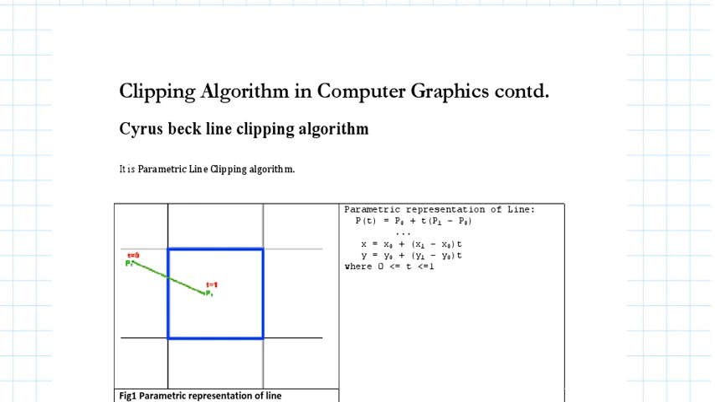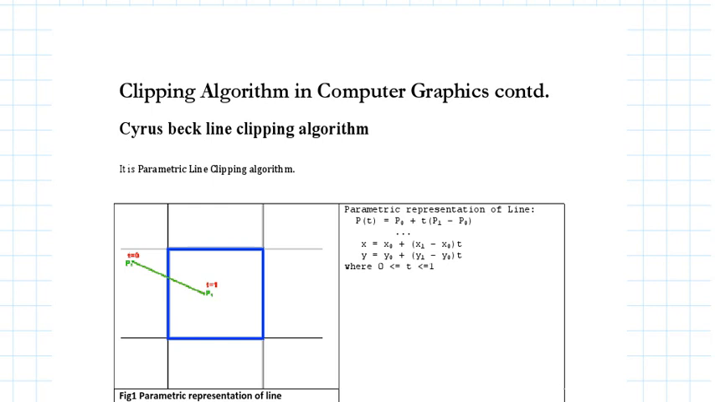The line in concern is P0 to P1. It is the blue one. Then the parametric equation of the line can be written as Pt equals P0 plus t multiplied by P1 minus P0, where the value of t is in between 0 and 1. So now try to find out if this equation is capable of representing the property of a line as it is.